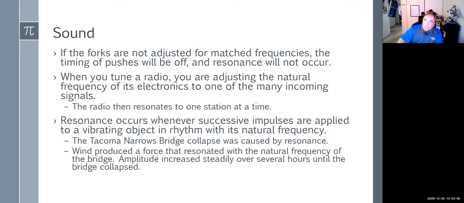Now, if some radio stations are really close, like 92.3 and 92.4, sometimes they overlap and you get that kind of bleed over. They're out of sync. So resonance occurs whenever successive impulses are applied to a vibrating object in rhythm. The Tacoma Narrows Bridge is an excellent example of it. In Tacoma, there was a bridge that, as wind was coming through, caused the bridge to sway back and forth, and it ended up resonating with the natural frequency of the bridge. As it started resonating, the amplitude of the rocking and swaying got more and more and more, and eventually the bridge collapsed, right?